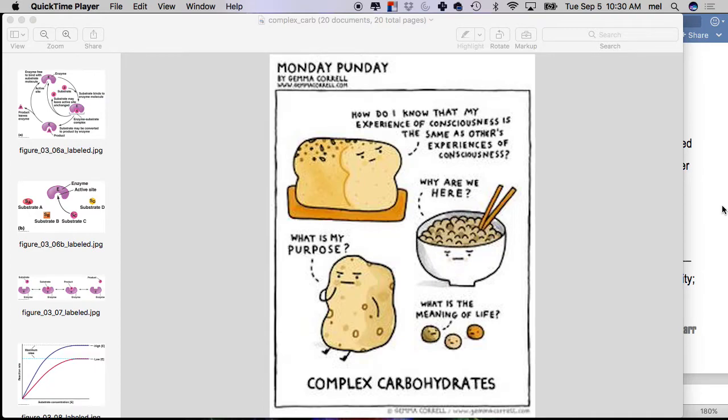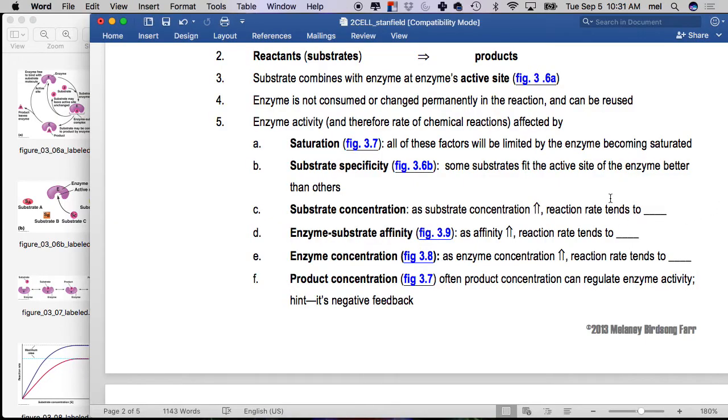What we were doing last time was talking about enzyme activity, and we're going to take that enzyme activity and start applying it directly to cell physiology, specifically to cellular respiration. So where we got last time, I think, is we did almost everything in the enzyme activity list except for product concentration, if I remember correctly.